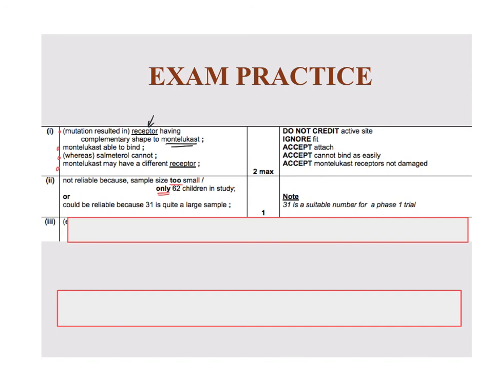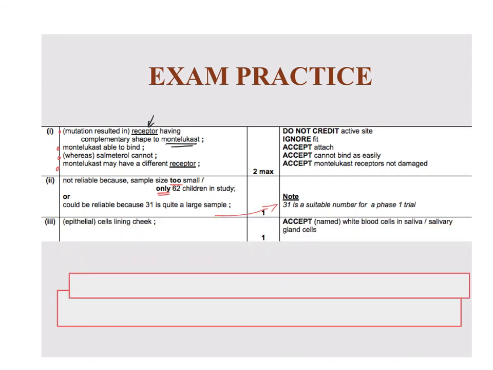You could have also said that it is reliable though, because 31 is quite a large sample, or that 31 is a suitable number for a phase 1 trial. So we're initially studying the effect of that drug in a group of ill individuals, and we only need a small sample size for that. We're trying to see if it's going to kill anyone, basically. So if it's a small sample size, there's less people to kill.